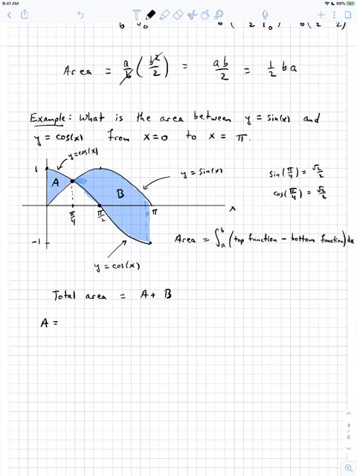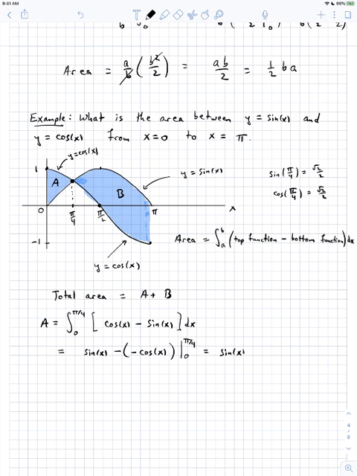So the area of A is going to be the integral. So we're starting at 0 and we're going to pi over 4. So it's the integral from 0 to pi over 4 of the top function, which in this case is cosine of x, minus the bottom function, which is sine of x, dx. This is a definite integral that we can compute because we know the antiderivatives of cosine and sine. So this is going to be sine of x minus a minus, well, let's write it as minus cosine of x, from 0 to pi over 4.